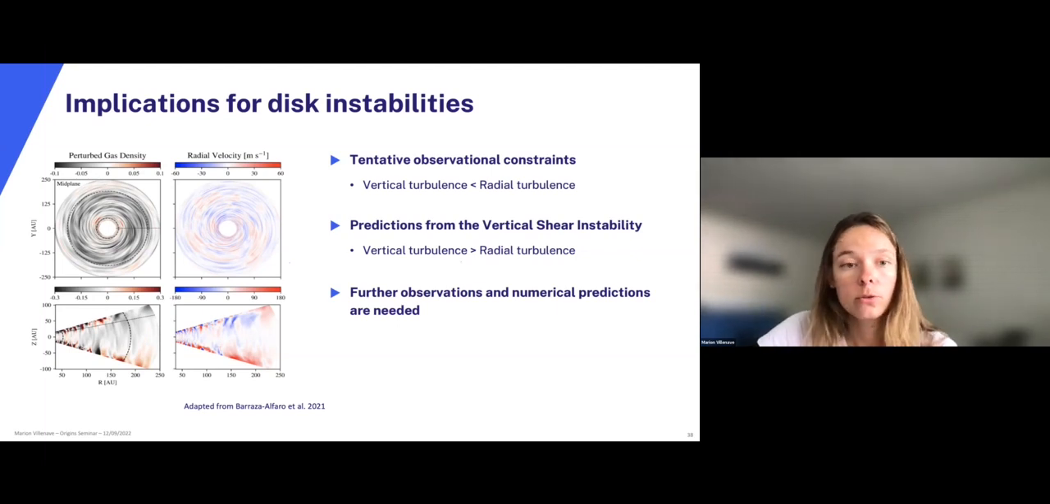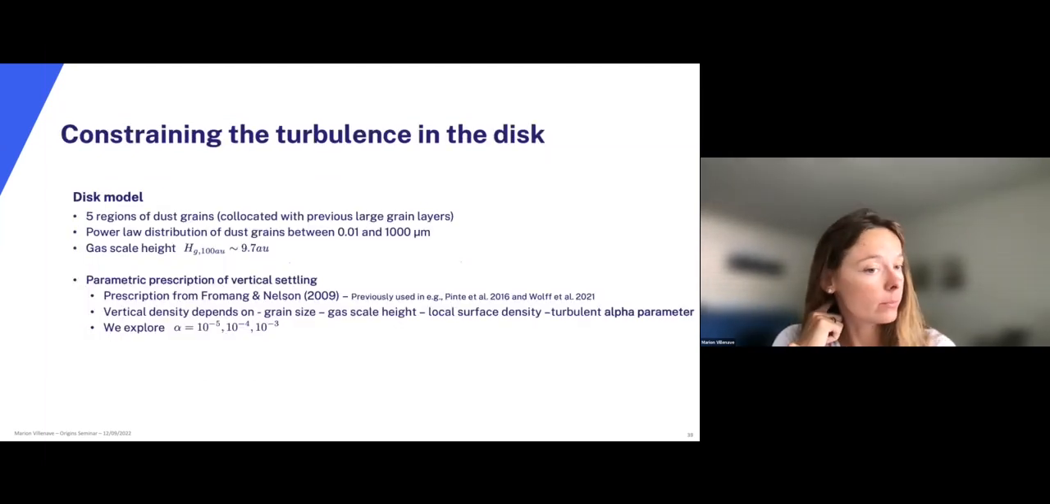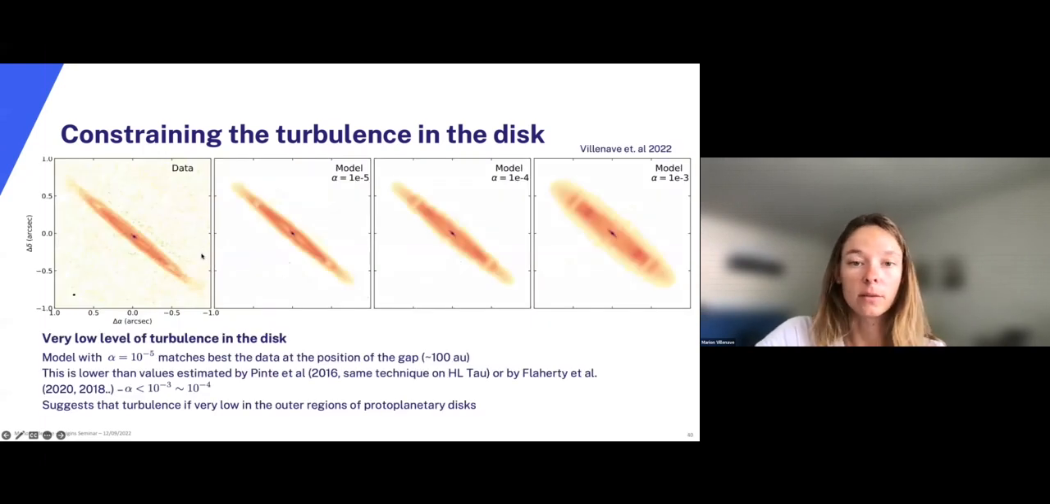What we can also do for this system is to determine the turbulence level directly, without its coupling with the Stokes number, by using a parametric prescription for vertical settling. So we used, in this case, the prescription from Pinilla and Nelson, for which the vertical density depends on the grain size, gas scale height, surface density, and turbulence parameter. And so here I'm showing several models.